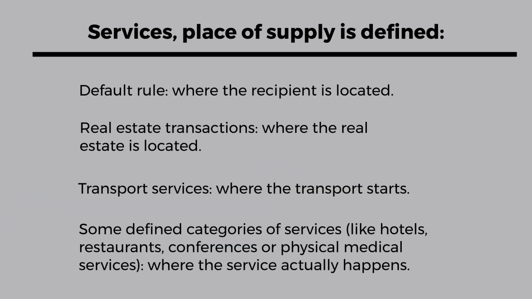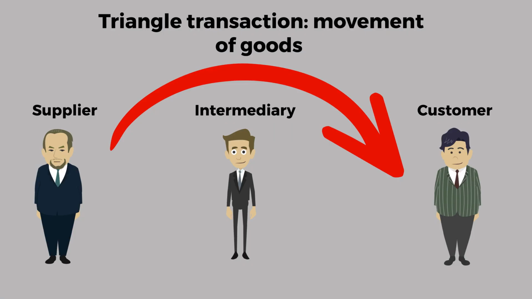For the supply of services, the default rule assumes that the place of supply is in the country where the recipient is located, even if the services are performed somewhere else. There is a different place of supply in the following cases. For real estate transactions, it is where the real estate is located. For transport services, the place of supply is defined where the transport starts. For some services, like hotels, restaurants, conferences or physical medical services, the place of supply is defined where the service actually happens.